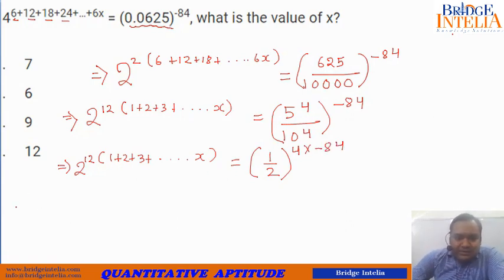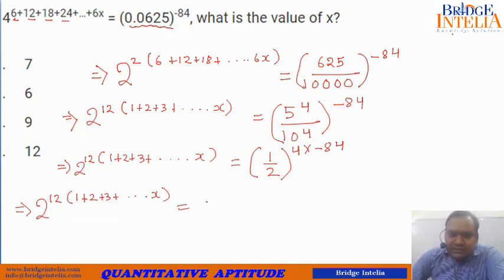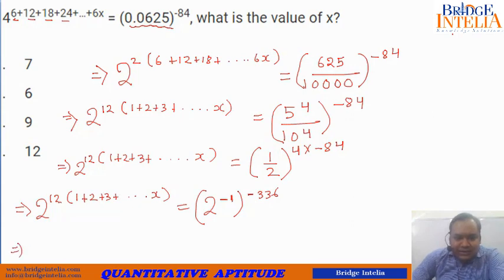Okay. So this means 2 raised to power 12 into 1 plus 2 plus 3 up till x is equal to, half can be written as 2 to the power minus 1. So 2 to the power minus 1 whole to the power 4 into 84 is 336. So this is minus 336. Now you can compare both the exponents. Minus minus would become plus. So this is actually 2 to the power 336.